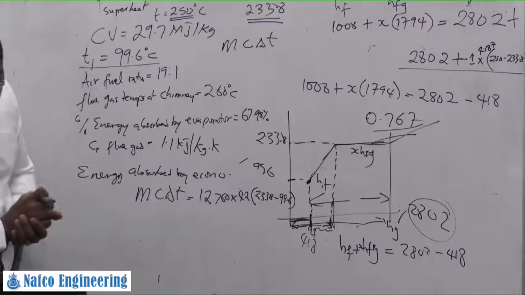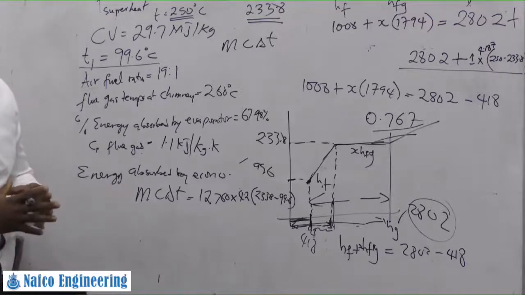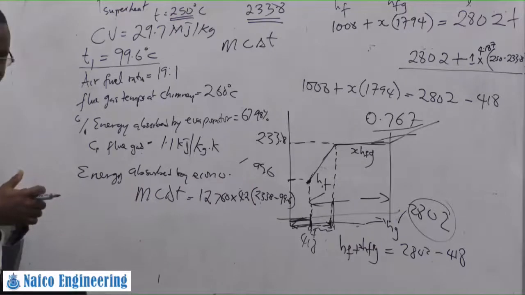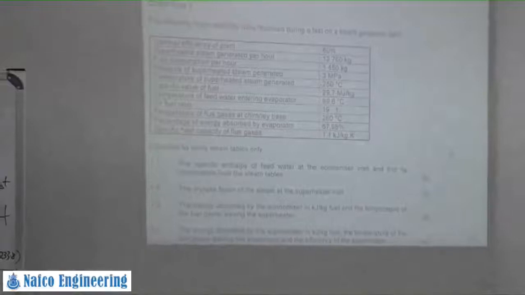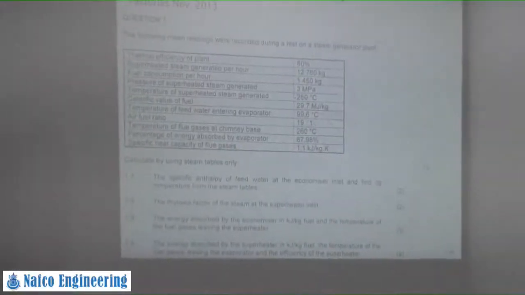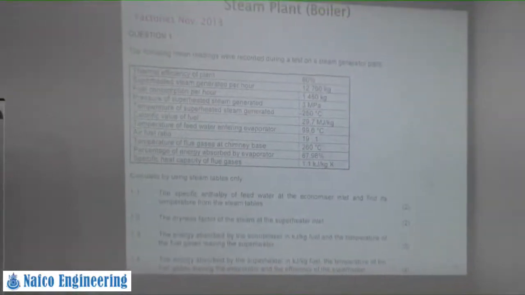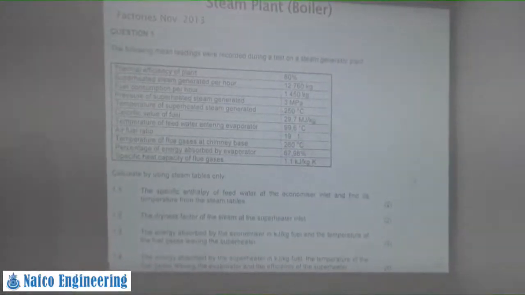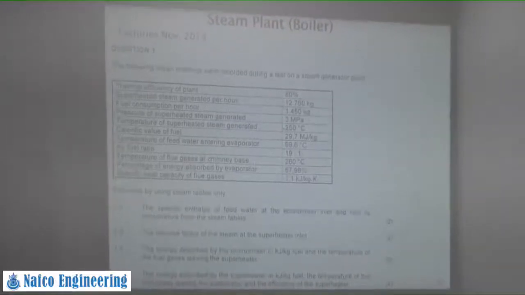Then energy absorbed by the superheater in kilojoule per kilogram fuel, the temperature of the fuel gas leaving the evaporator, and the efficiency of the superheater. The first one is energy absorbed by the superheater. So for the superheater, we'll still look at our diagram there. Energy absorbed by the superheater.